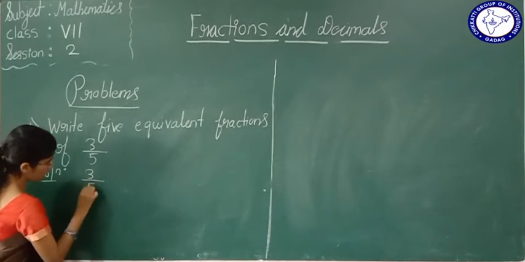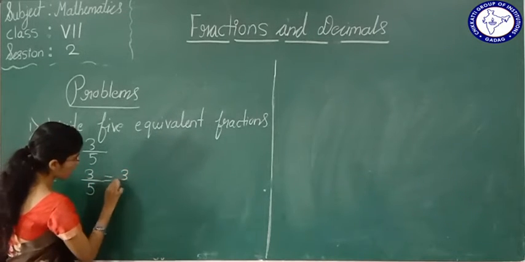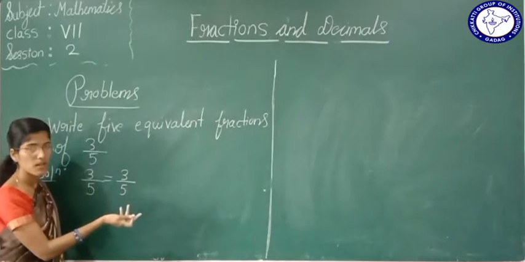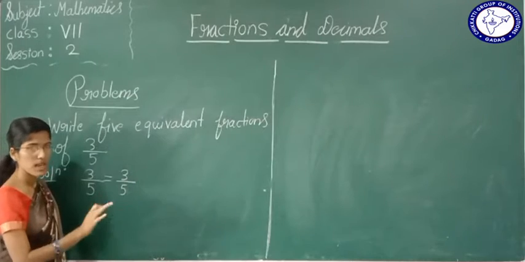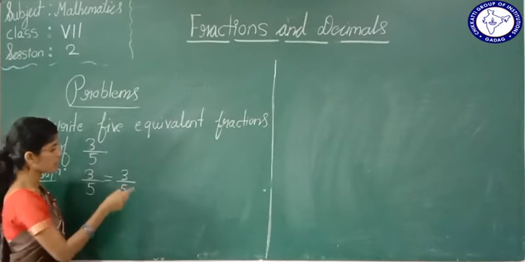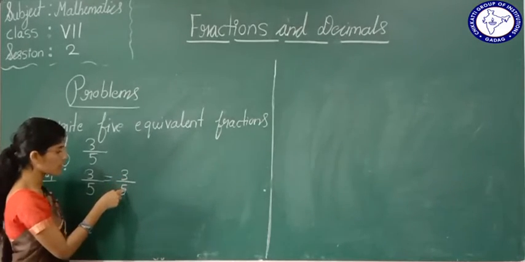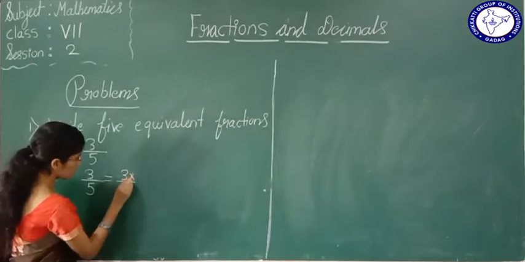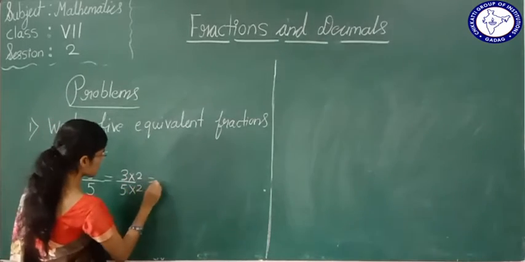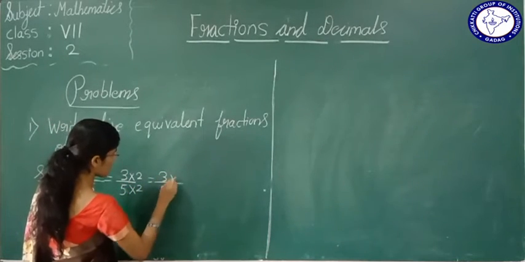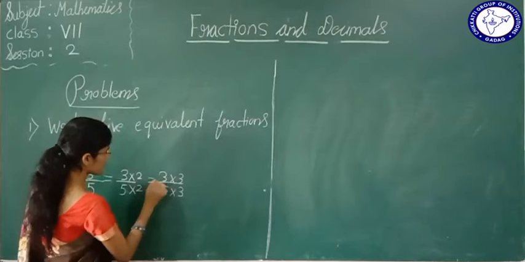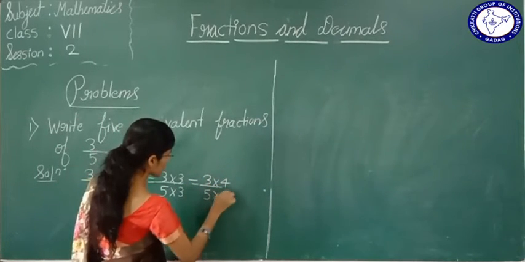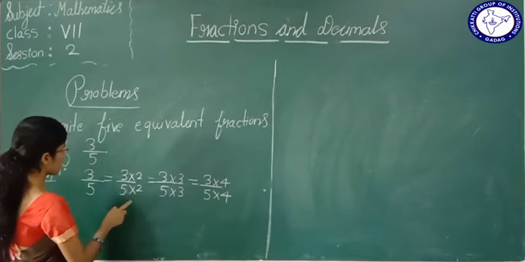3 by 5. Okay. Except 0, you can multiply both numerator and denominator by any number. Same thing for division also. You can divide both numerator and denominator by the same number except 0. Okay, we'll start from 2. I will multiply by 3. Here I will multiply by 4. They asked for 5 equivalent fractions.